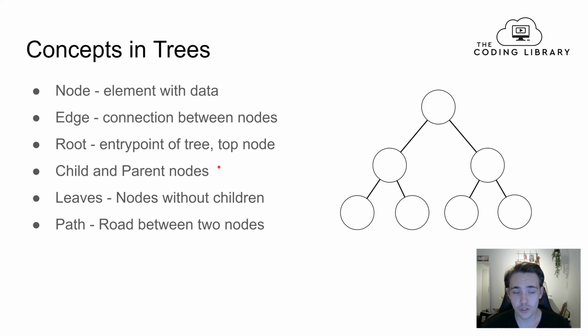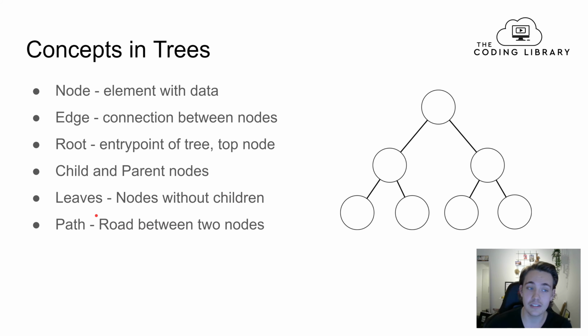We can also have this child and parent architecture. We have a parent node here, for example, and this parent has two child nodes down here under it. When we're talking about binary trees, they can have a maximum of two children, because a binary tree is either 0 or 1, so we only have two possibilities.